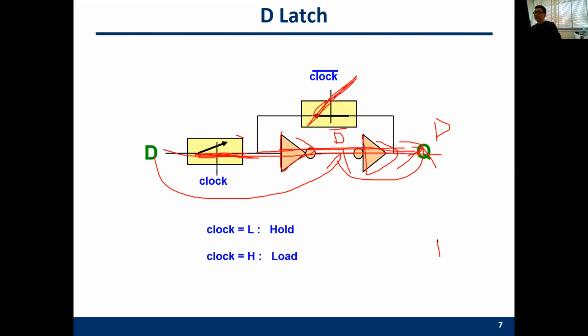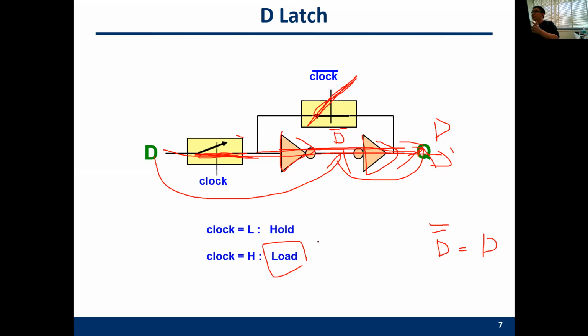Why? Because I apply another bar on the D bar. Based on the negation law, I have a D here. So the output here is D. When the clock is high, we have a load operation. Any question? So by two simple inverters, we can implement a so-called stateful device, which is the D latch.